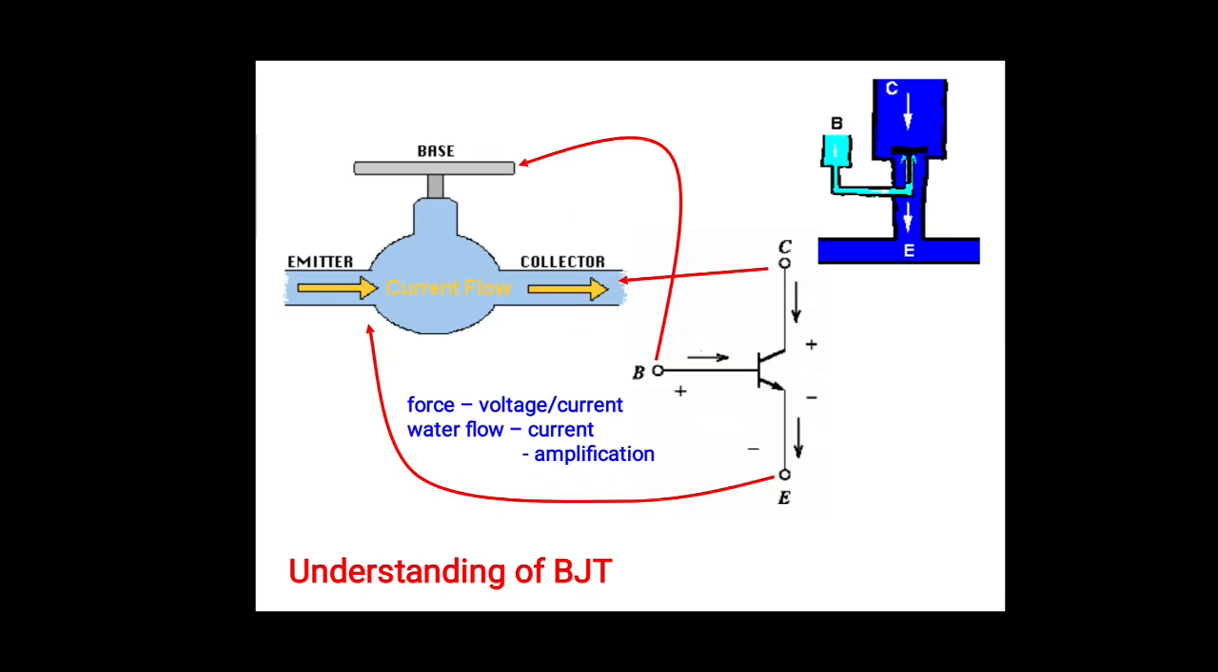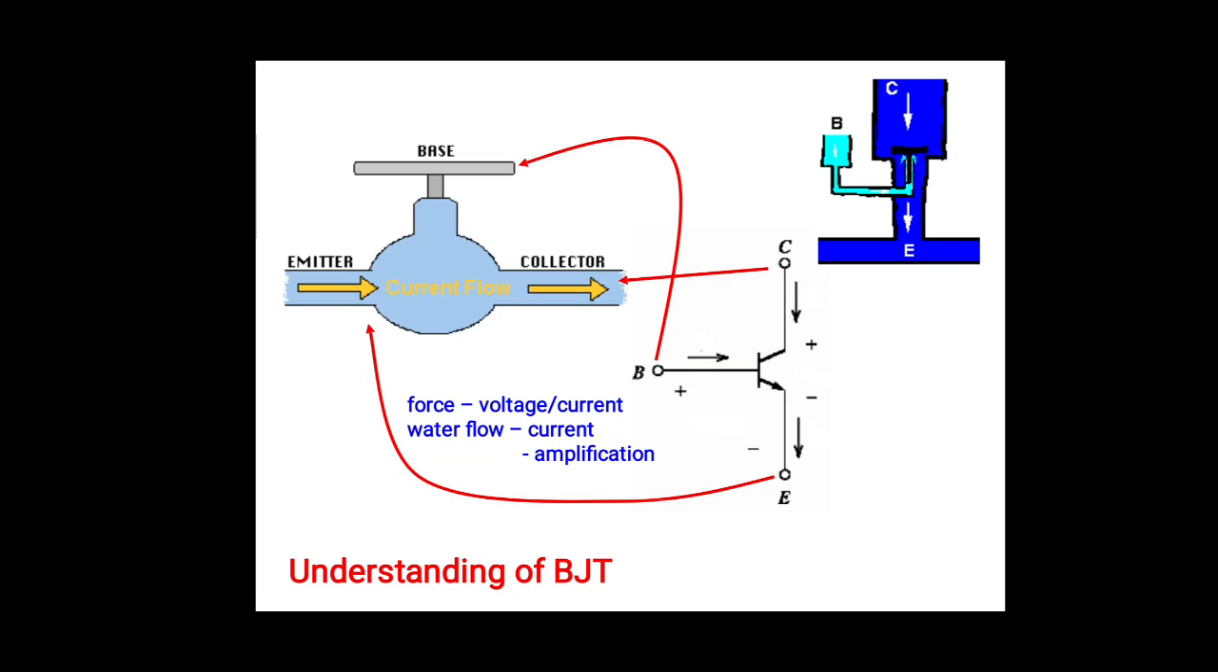So the transistor has three terminals: the base, emitter, and the collector. The base is the main terminal. The base is also called the controller terminal. So we have to apply any input to the base, and at the collector we get the output. So this is the main function of the transistor.